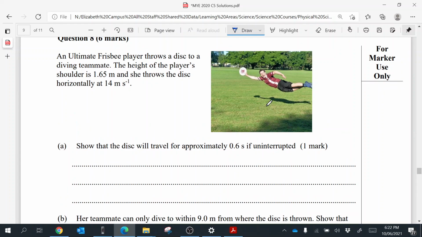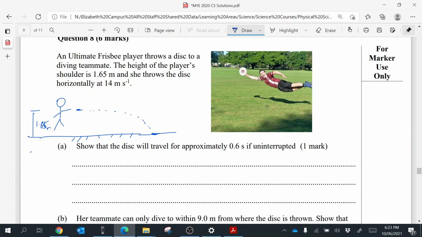Okay, so if we have a person, they throw the disc, throw a frisbee, the height is 1.65 meters, and they throw it along the ground, and what they're saying is that this is going in this direction like that, so it's a projectile motion. It goes like this, so show that the disc will travel for approximately 0.6 seconds. So before it hits the ground here, it goes for 0.6 seconds. That's what we want to show.